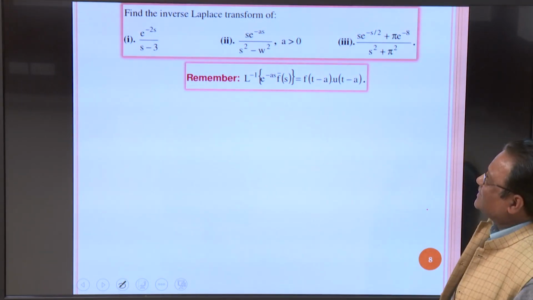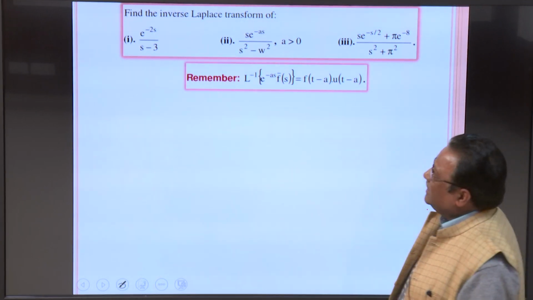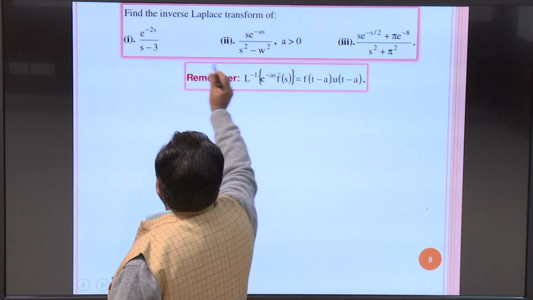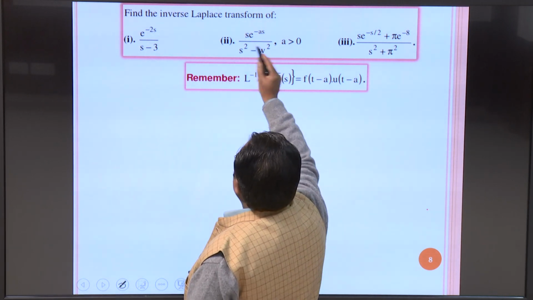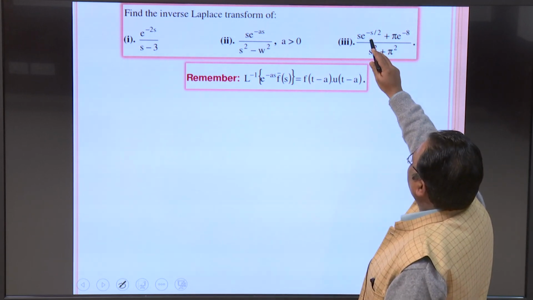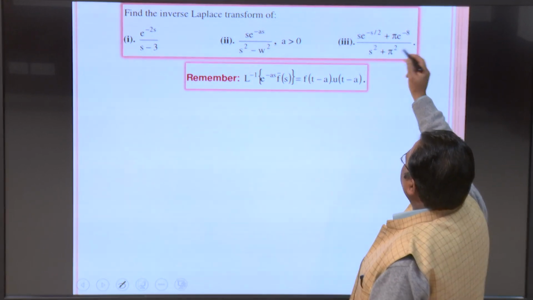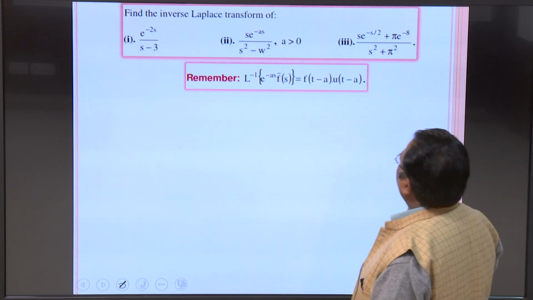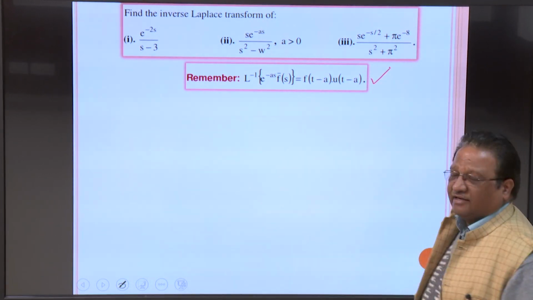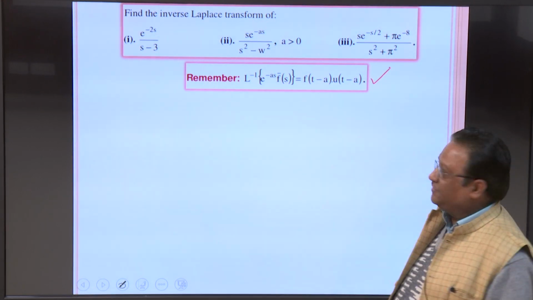Now find the inverse Laplace transforms of these. First expression: e raised to power minus 2s divided by s minus 3. Second: s e raised to power minus as divided by s square minus w square, a greater than 0. And the third one is s e raised to power minus s by 2 plus pi e raised to power minus s divided by s square plus pi square. And remember this result of the second shifting theorem.